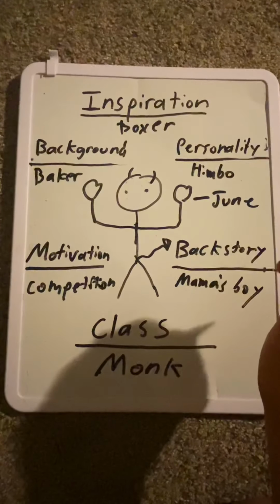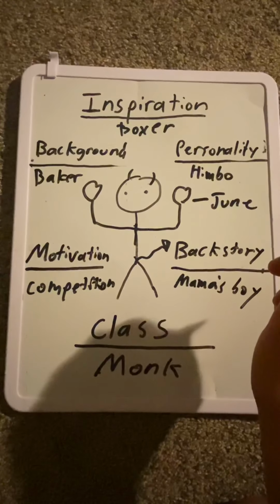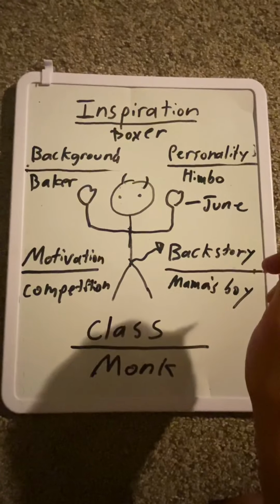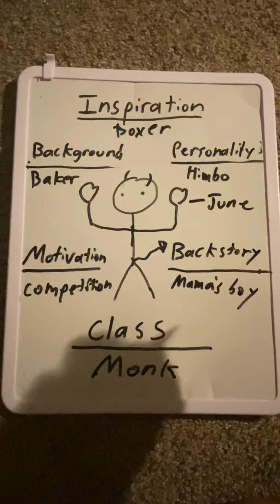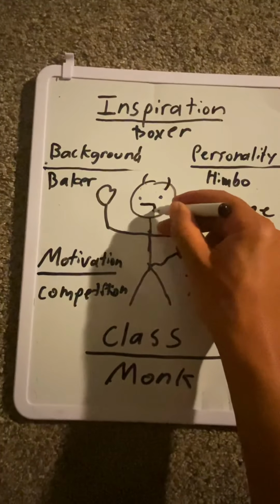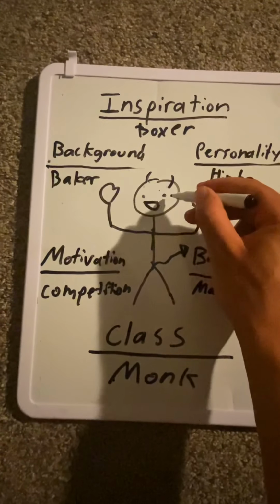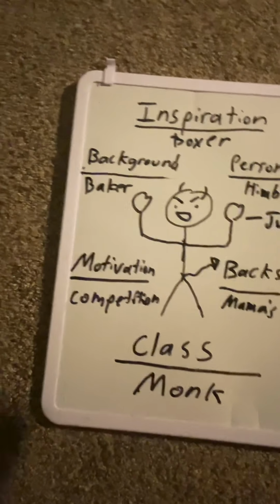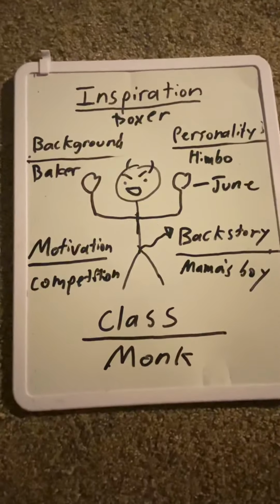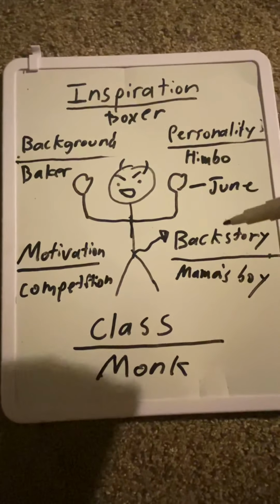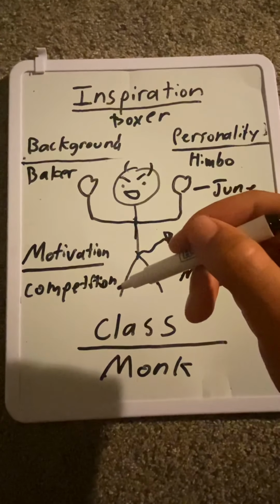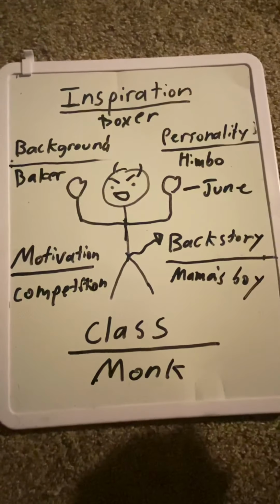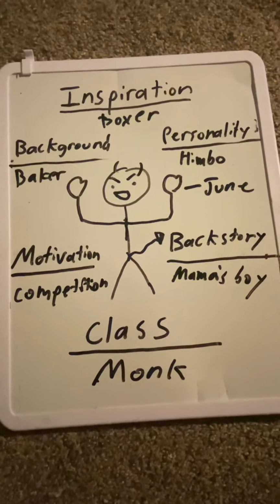So this is June. He's our boxer. But he's a baker during the day because his boxing career hasn't really taken off. He's a himbo. He's a really nice guy, but he's motivated by competition. Yeah, he wants to be the best boxer, become famous. And that's why he'd be motivated to go on an adventure, because if he can take down a big tough guy in a boxing match, that'll promote his boxing career.